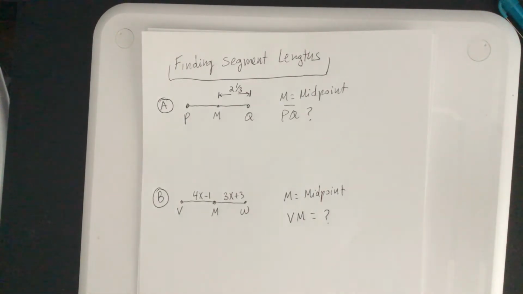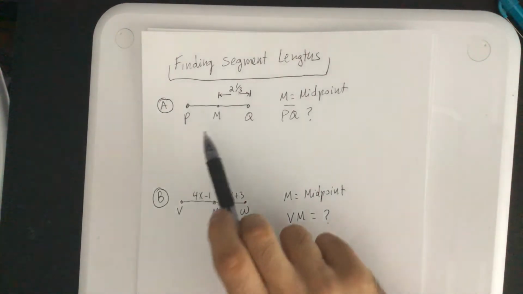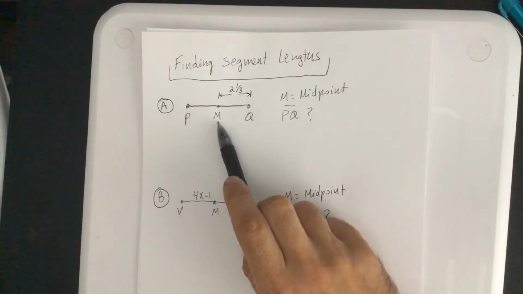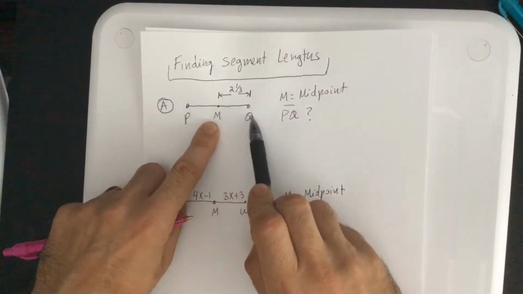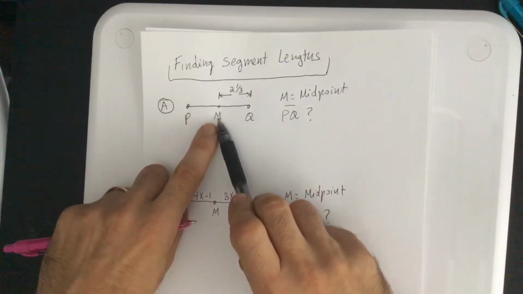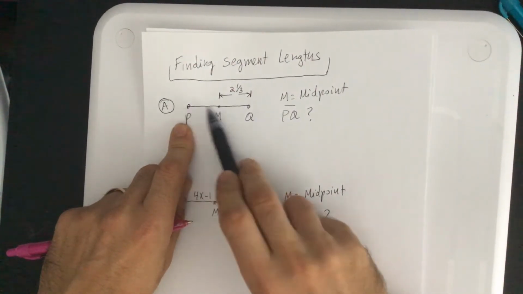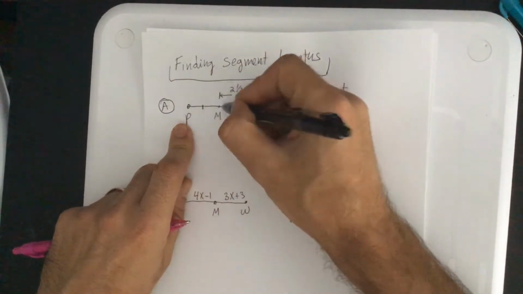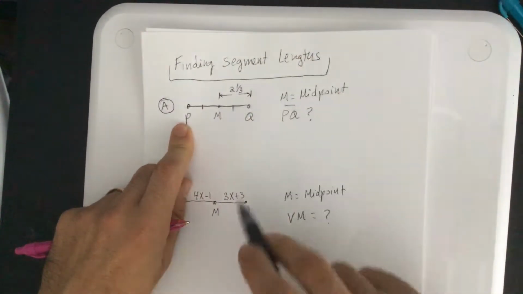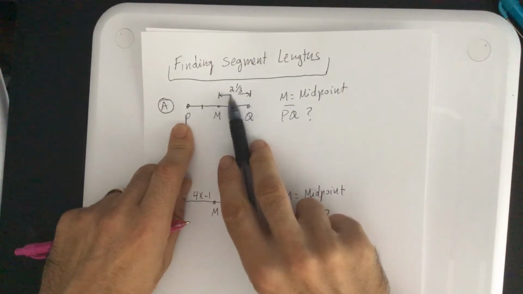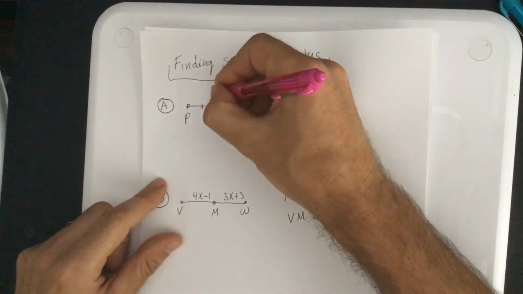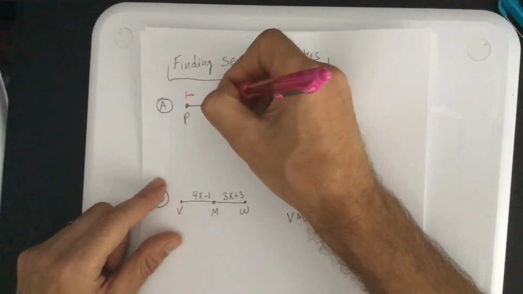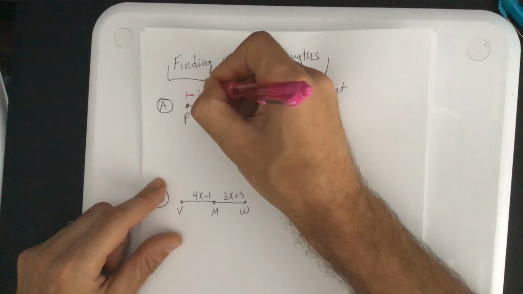All right, so let's talk about it for a moment. They're telling you that M is the midpoint, and midpoint means that this distance from here to there, MQ, is the same distance as this from M to P. So this is the same thing as that. So if this is 2 1/3, this distance is also 2 1/3.